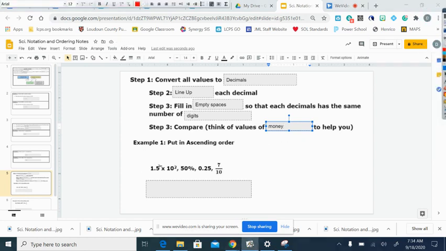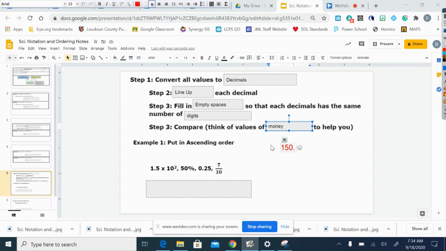So first I have 1.5 times 10 to the second power. That lets me know I'm going to have 1.5. I need to move this decimal once, twice to the right. So if I move it once, it'll be right there. If I move it a second time, it will be 150. And that's where my decimal will be.